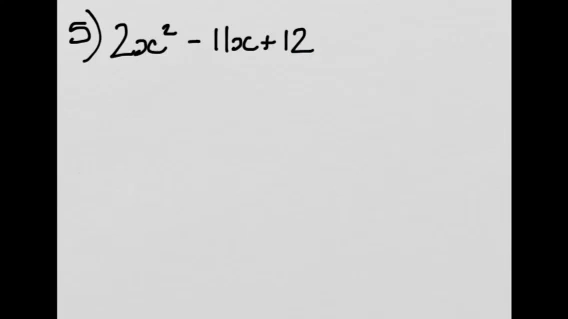In question 5 I'm looking to fully factorise 2x squared minus 11x plus 12. Now we're dealing with a trinomial, so we know that it's going to be 2 brackets. The plus sign in front of the 12 tells us that both the brackets are going to have the same sign inside them, and the minus in front of the 11x tells us that it's going to have 2 negative signs inside the brackets, so both my brackets are going to be taken away.